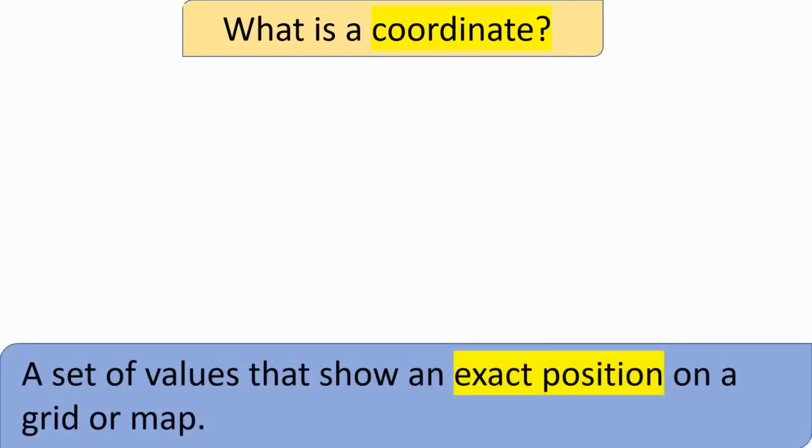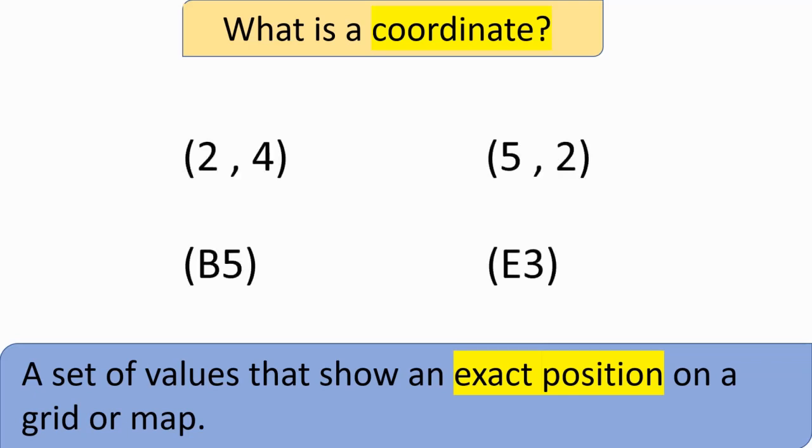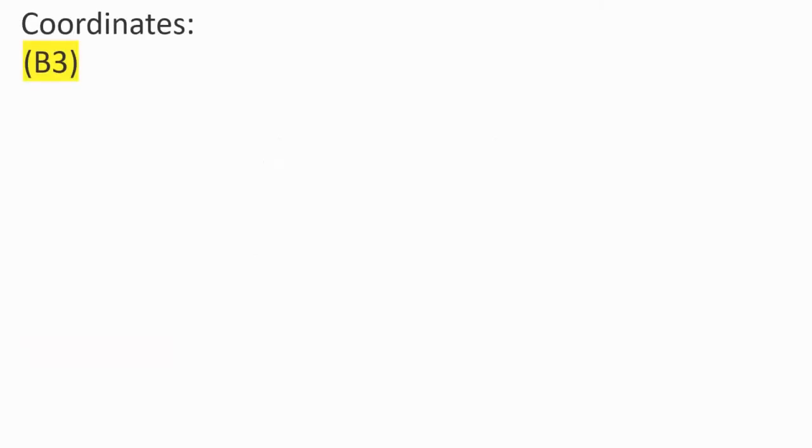What is a coordinate? A set of values that show an exact position on a grid or map. It is often a pair of numbers or letters or both. I am going to show you how we locate or identify these two numbers, known as coordinates, on a grid.